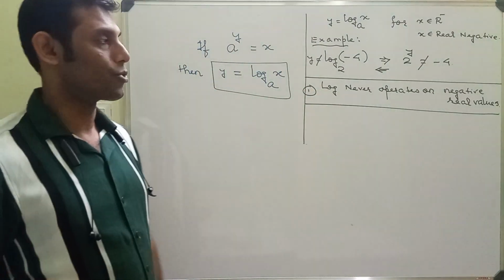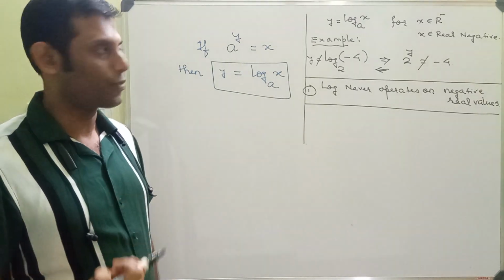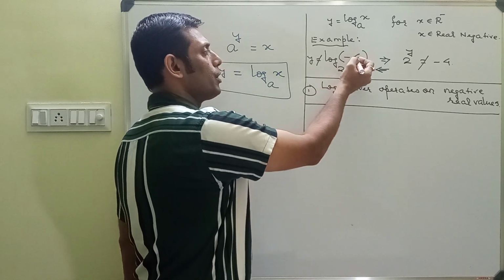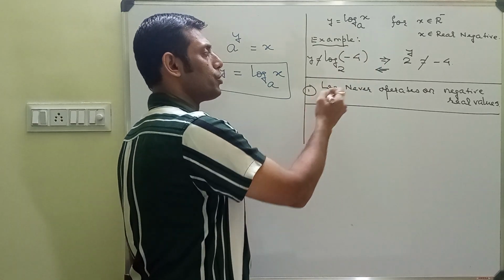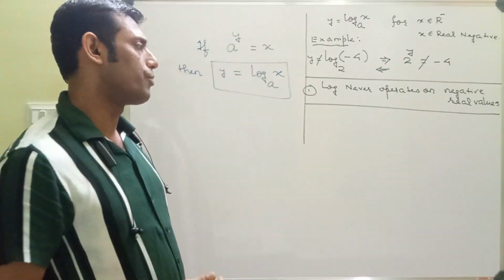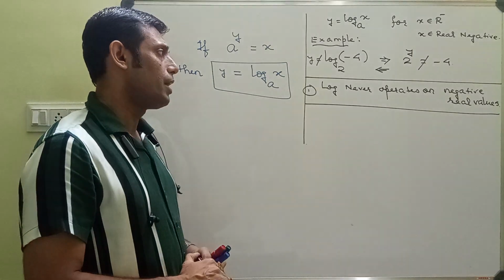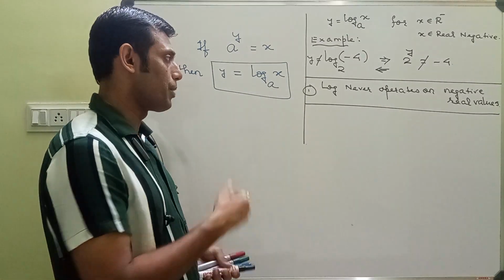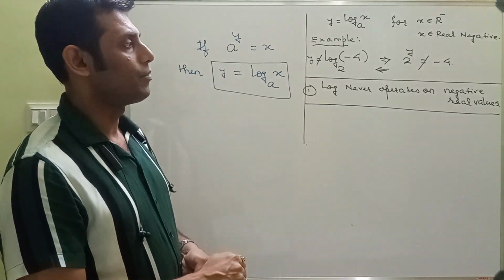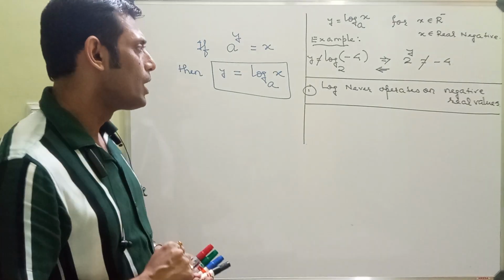You can also try yourself on any negative number of your choice with the base of your choice. You can put minus 8 here with base 2, or minus 16 with base 2, or minus 100 with a base of 10. You can make a choice of your convenience for the negative number and the base, and you can try. For this particular operation, you will find that log will never operate on negative real values. This is point number 1.